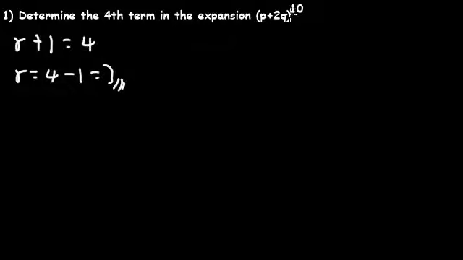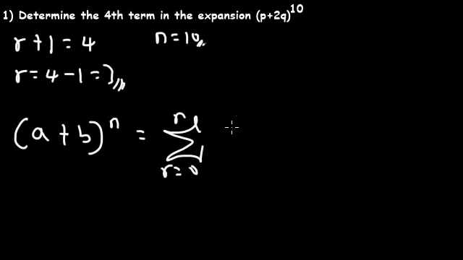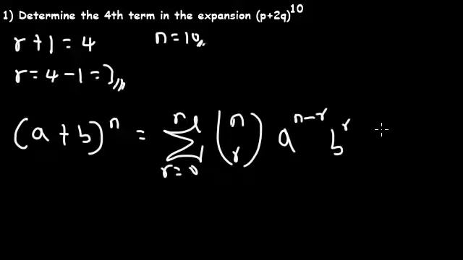Also, always be sure that whatever you have here as the power of the binomial, that is the value of n. Kindly keep that in mind. So in this case, n would be equal to 10. Now, it is binomial theorem we will consider using in all cases, as that is what we'll be using as a reference to how we can get our answer. Now, according to binomial theorem, the expansion of a plus b to the power of n, where n can be any index, is equal to the summation from r equals 0 all the way to n of n combination r multiplied by a to the power of n minus r multiplied by b raised to the power r.